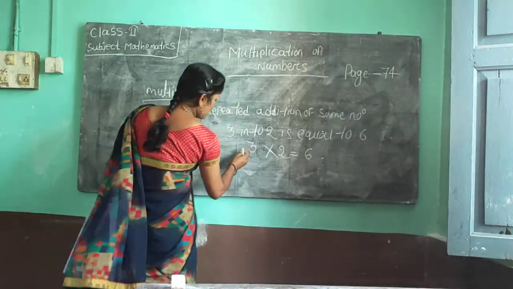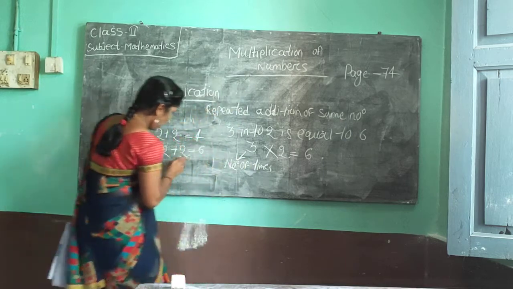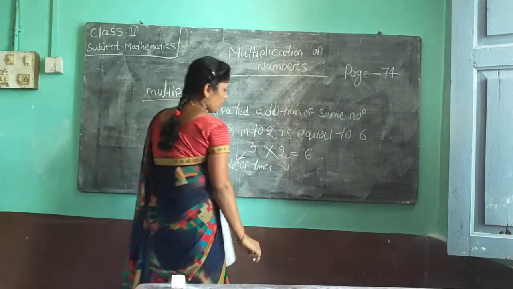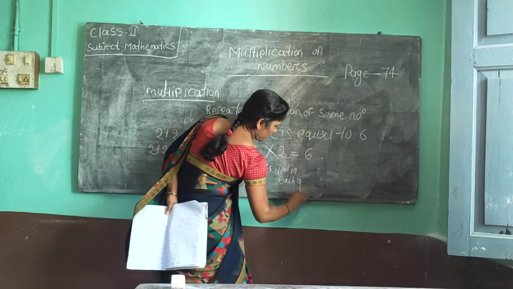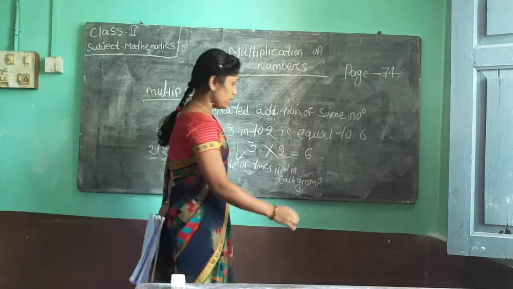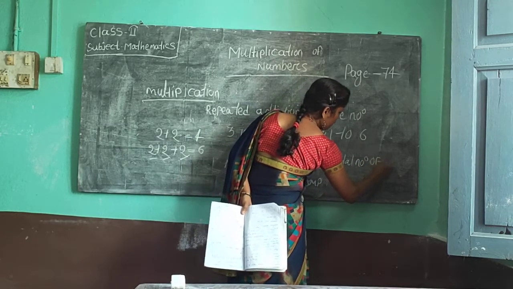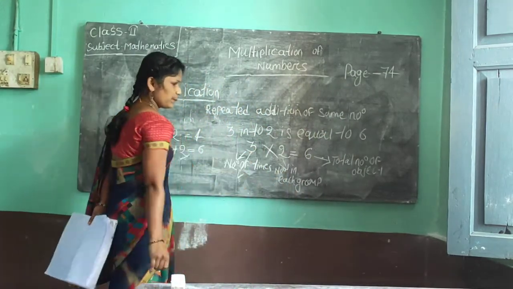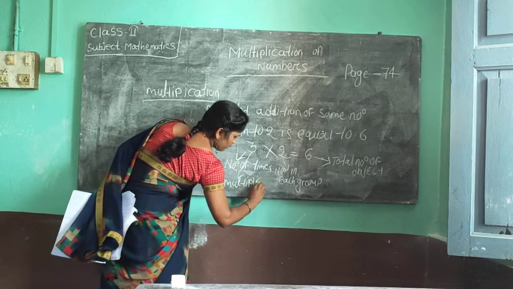Here we write 3. 3 means what? Number of times. That means how much they repeated? 3. So write here: number of times. 2 means what? Number in each group. Each group contains how many objects? 2. So multiply by 2. Okay? 6 means what? Total number of objects. And 3 means what? Multiplicand. Okay?